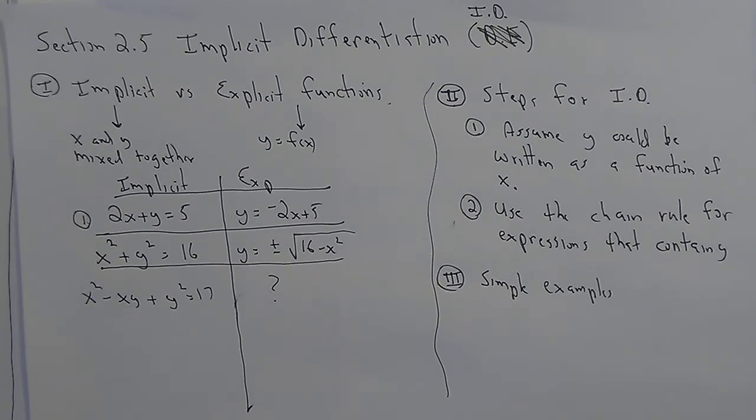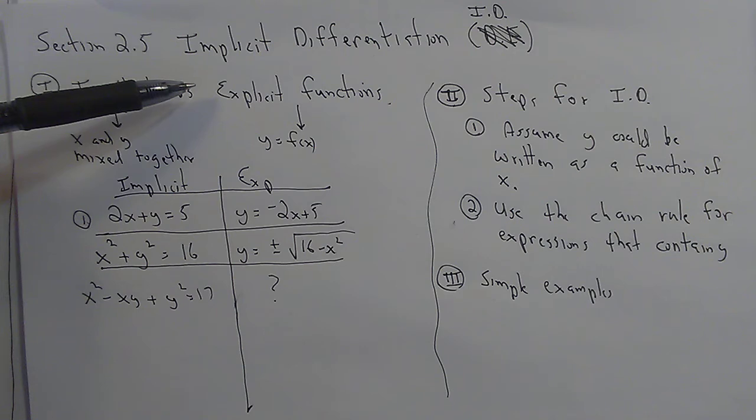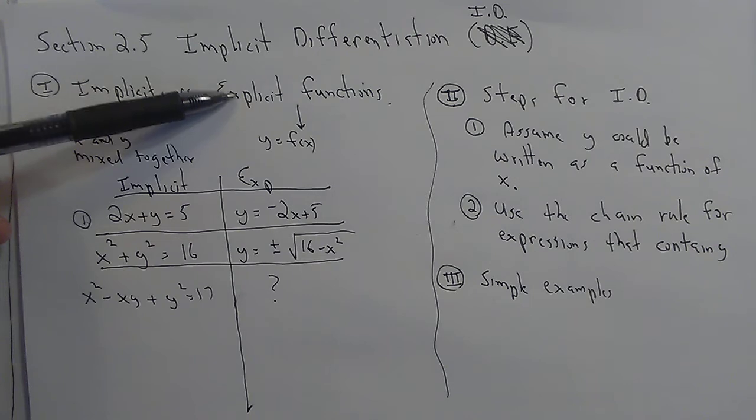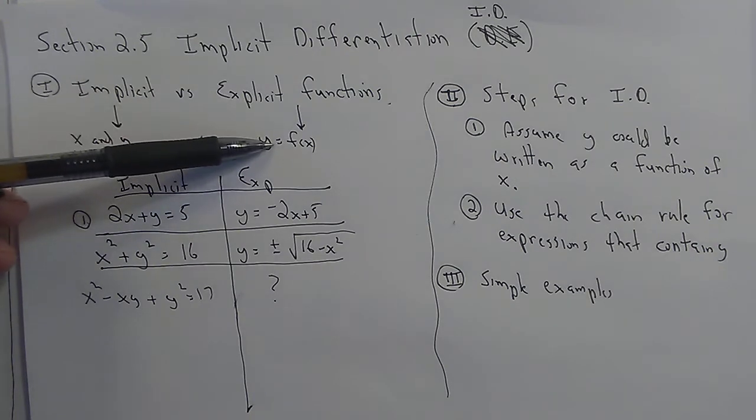So implicit differentiation is an application of the chain rule, and it allows us to take derivatives of functions that are written implicitly. An implicit versus explicit function. In an implicit function, the x's and y's are mixed together. Whereas in explicit functions, y is a function of x.